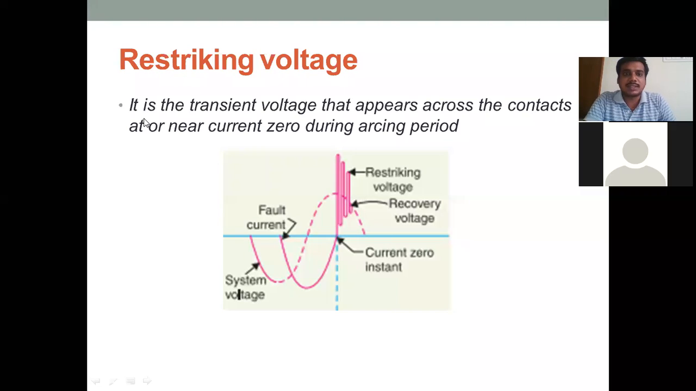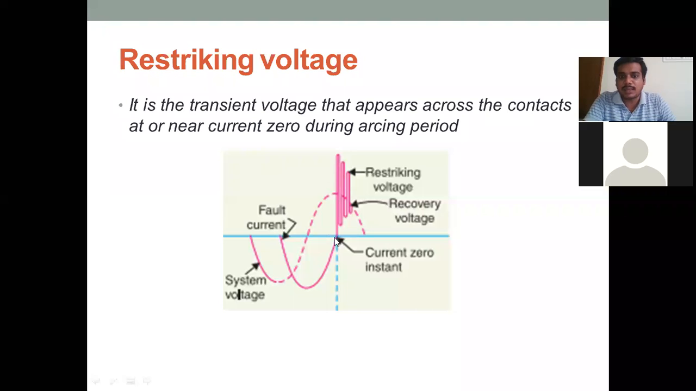So you can see what the restriking voltage is. It is the transient voltage that appears across the contacts of the circuit breaker at or near the current zero during the arcing period.